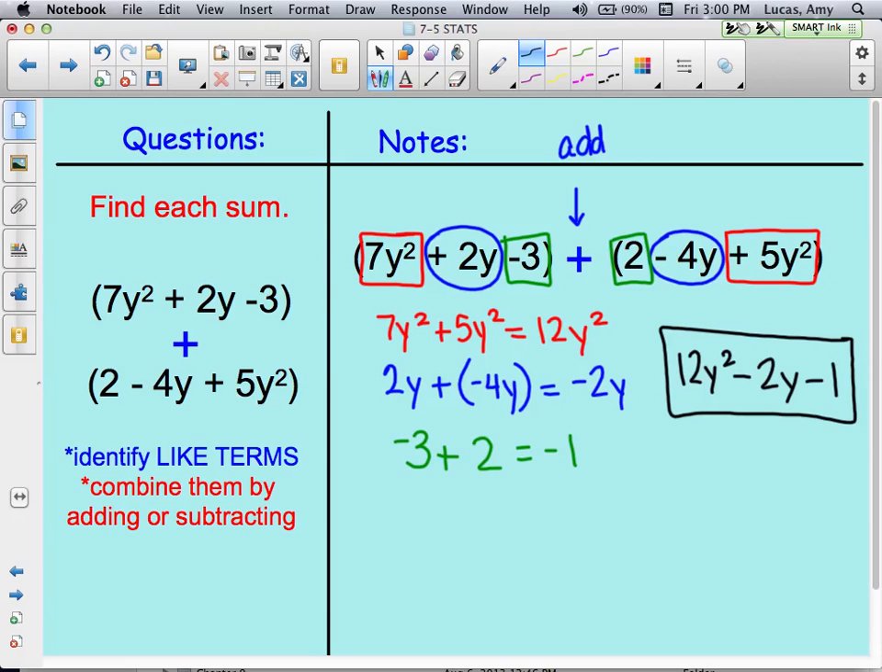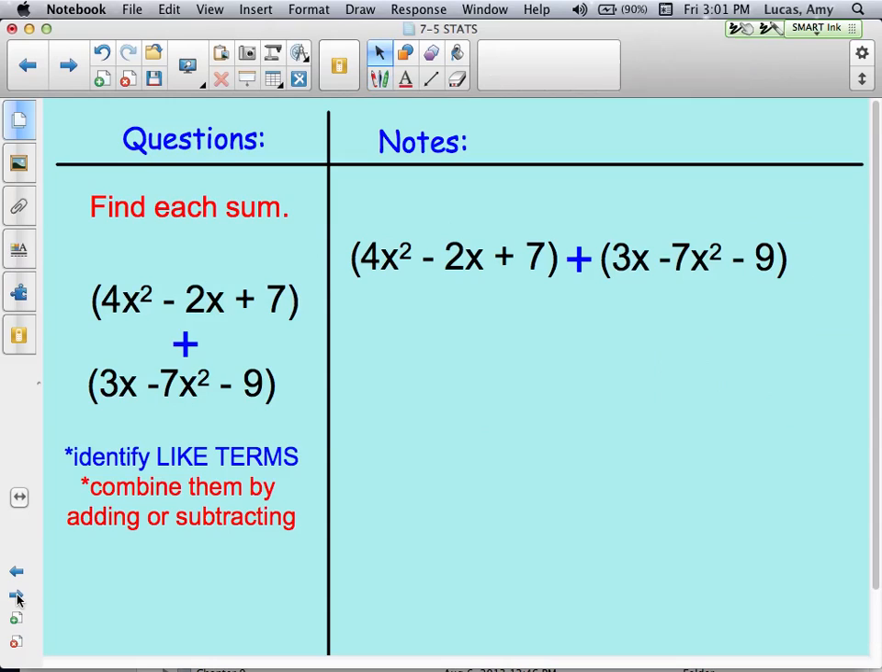Remember that the variable part does not change when you're adding or subtracting. The variable part does not change. So y squared stayed y squared. y stayed y. You don't change your exponents at all on your variables. You add or subtract the coefficient numbers in front of them.